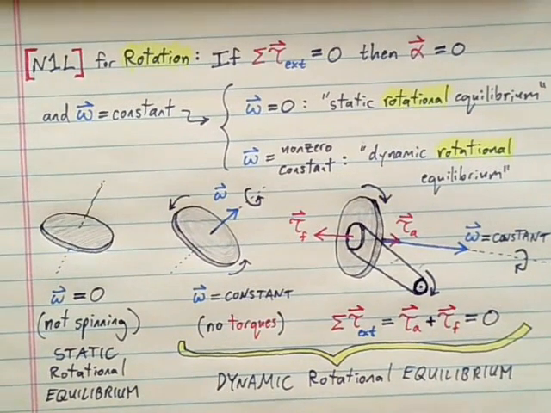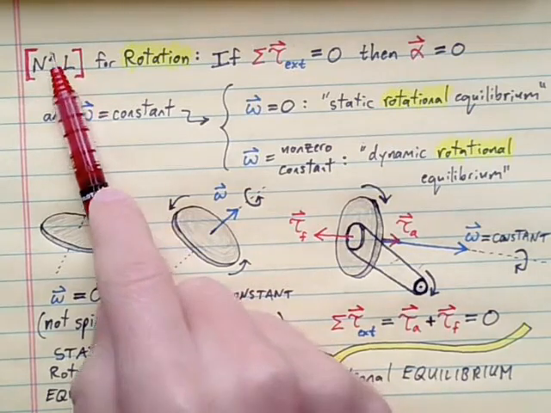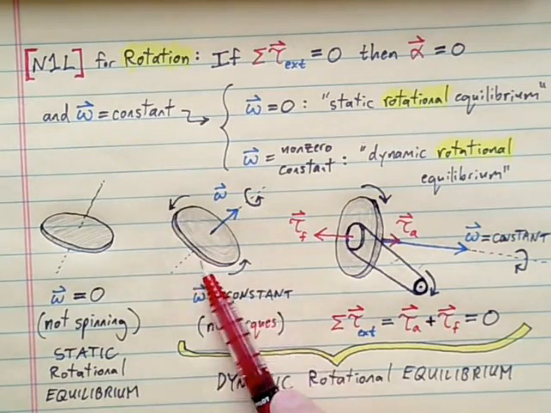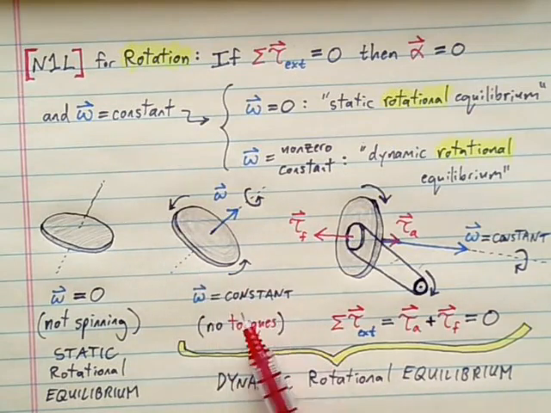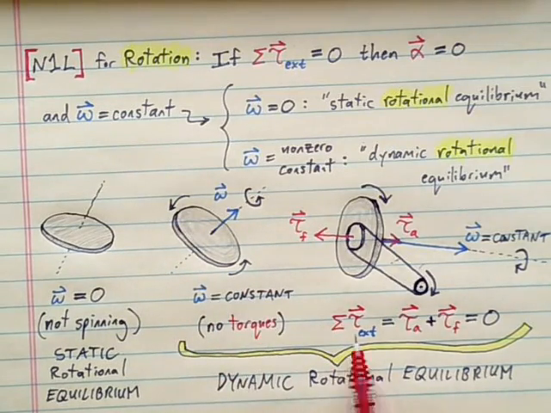All right, so big picture, you're familiar with Newton's law. An object in motion tends to stay in motion unless acted upon. Well, here we have Newton's first law for rotation. A rotating object will continue to rotate forever at the same rate unless acted upon by a net external torque.